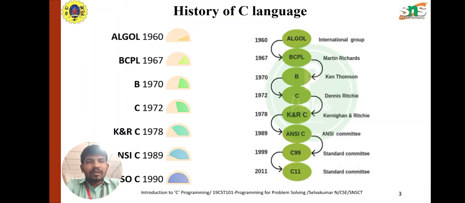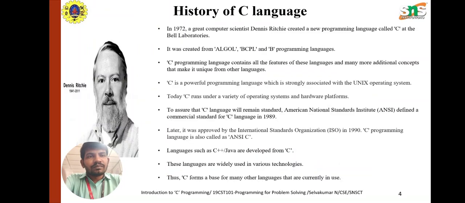First in history, the International Group introduced ALGOL in 1960. In 1967, Martin Richards developed BCPL, and then Ken Thompson developed B in 1970. Then in 1972, Dennis Ritchie developed the C language. Next is K and R C. The ANSI committee made the standard in 1989, and ISO standardized it in 1990, and again in 2011. So this is the history of the C language.